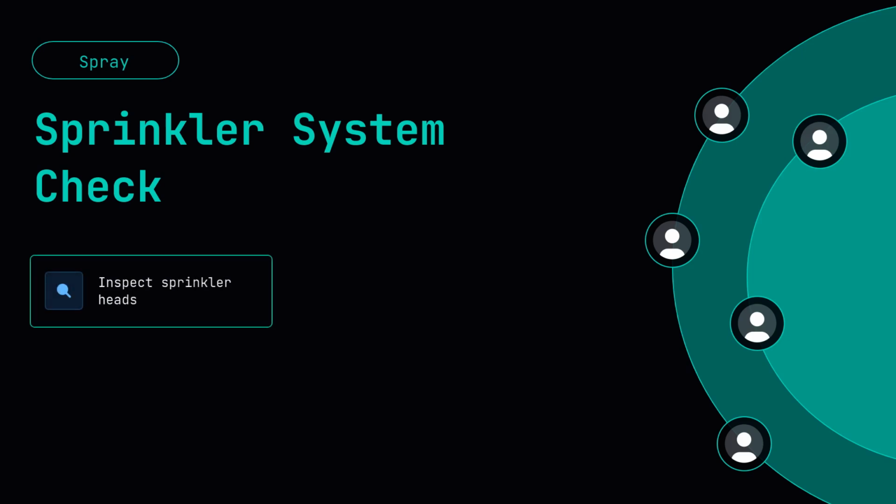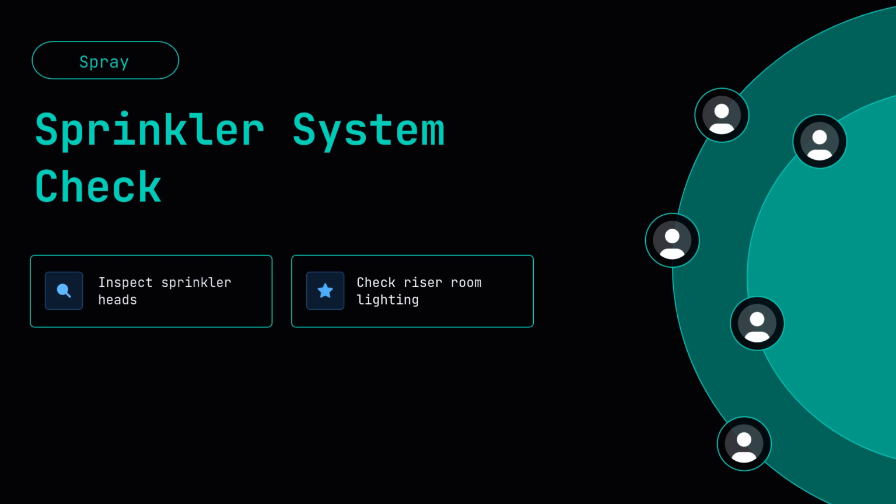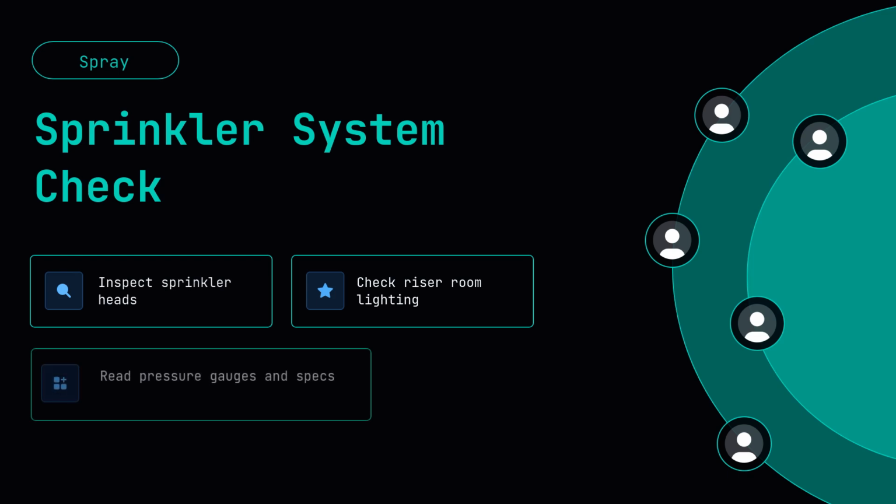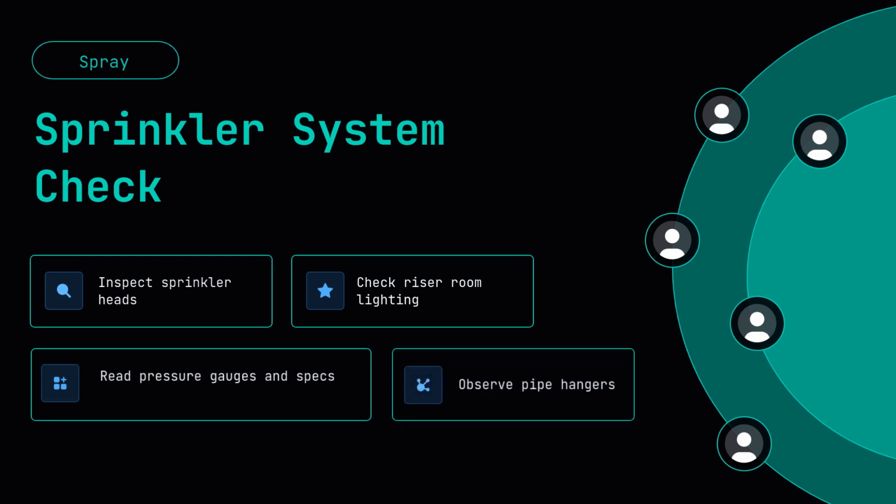Sprinkler systems. Inspect sprinkler heads for paint, corrosion, or obstruction. Check riser rooms for adequate lighting and ventilation. Read pressure gauges and compare to specifications. Observe pipe hangers for structural integrity.